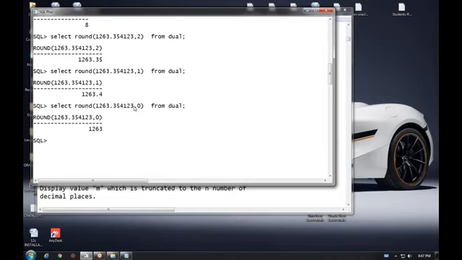Next one, I'm specifying -2. -2 means the decimal part is eliminated. In the integral part, 2 digits are eliminated. So what is the second digit being eliminated? 6. Is it greater than or equal to 5? Yes. Then the next digit is incremented by 1. So it is made as 1300.